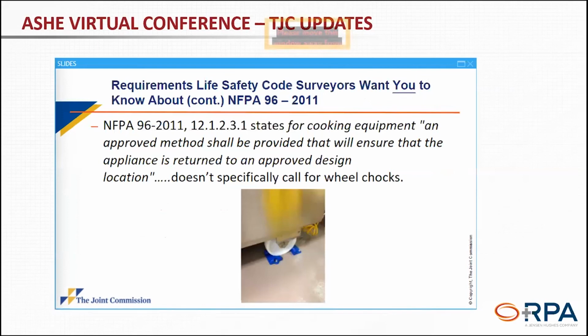Cooking equipment, you have to move it out to clean behind it, of course. So if you're going to be moving your equipment around, it has to go back to where it was, because if you have a deep fat fryer, it's being protected in accordance with a designed system, the hood's fire suppression system. So you need to make sure that it goes back to the appropriate location. You don't necessarily have to have wheel chocks for that equipment, but you have to have some sort of means that it's going back to the right place, both laterally and front to back.